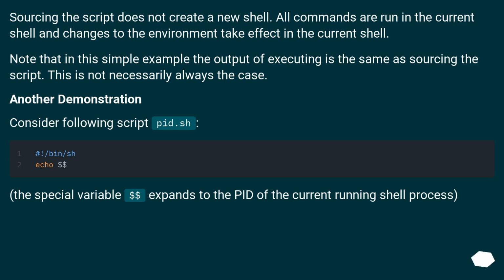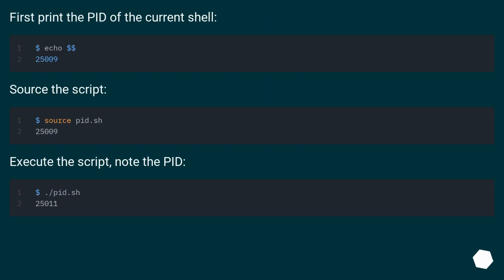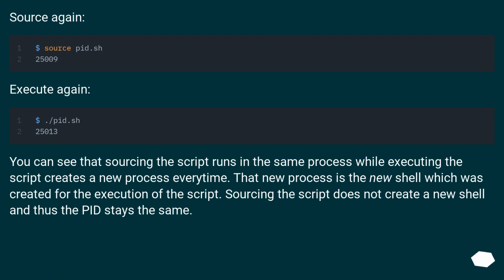Another demonstration. Consider following script pid.sh. The special variable $$ expands to the PID of the current running shell process. First print the PID of the current shell. Source the script. Execute the script, note the PID. Source again. Execute again.